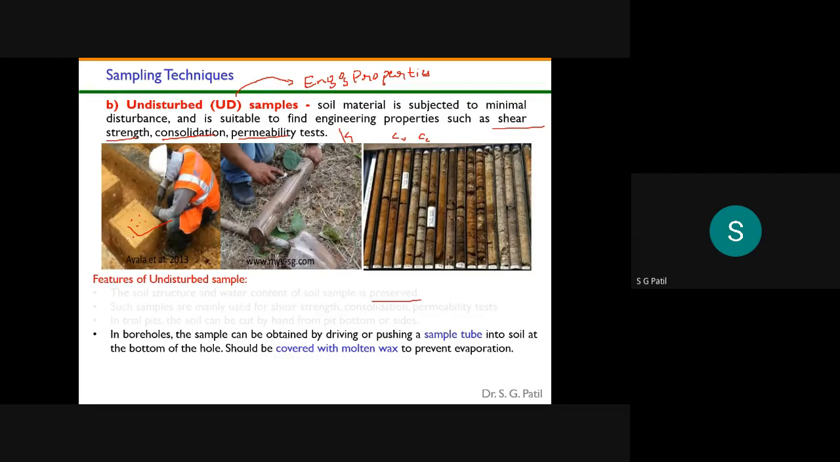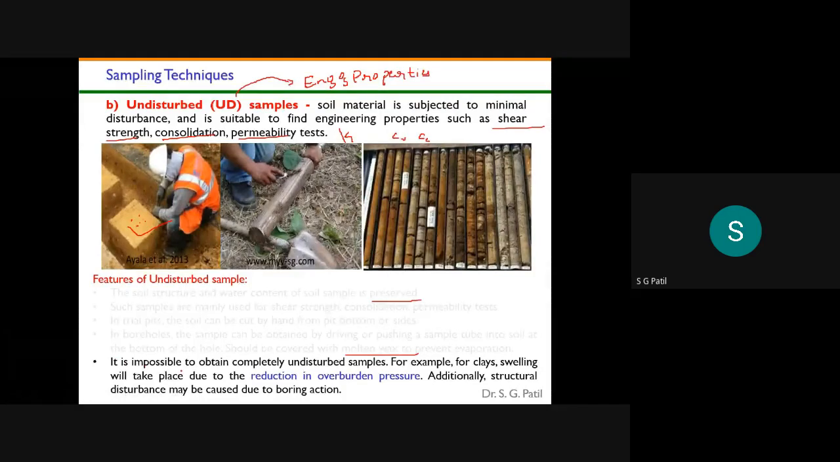In those conditions, while transporting, you may lose the natural water content, and you may also lose the arrangement of the soil particles, because once you are transporting the samples, due to vibrations this arrangement will be disturbed. To avoid that, we use some molten wax, so that the natural water content and the natural soil particle arrangements will be preserved, even while transporting.